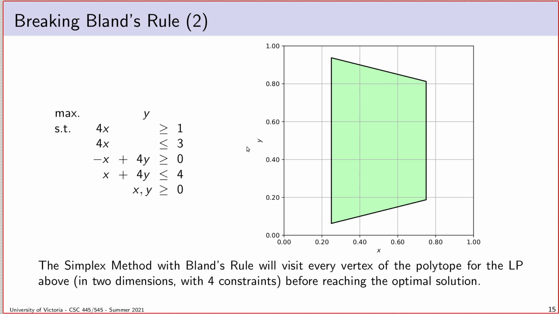So here is an LP and its feasible polytope. Now notice that this feasible polytope isn't feasible at 0, 0.